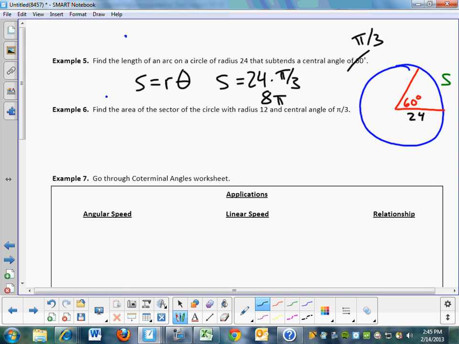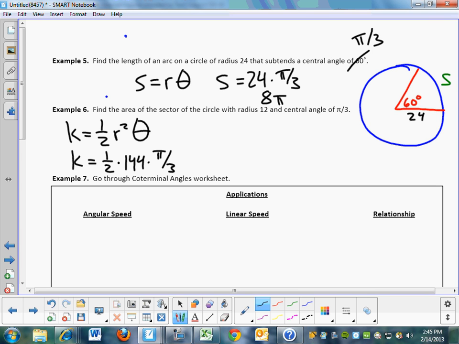Area of a sector. Well, sector area, that's different. The formula there is K equals, or A, whatever you want to use, equals 1/2 times R squared times theta, where theta is in radians. Do we know our radius? Yes. Do we know our central angle in radians? Yeah, it's pi over 3 again. So K equals 1/2 times 12 squared, which is 144, times pi over 3.